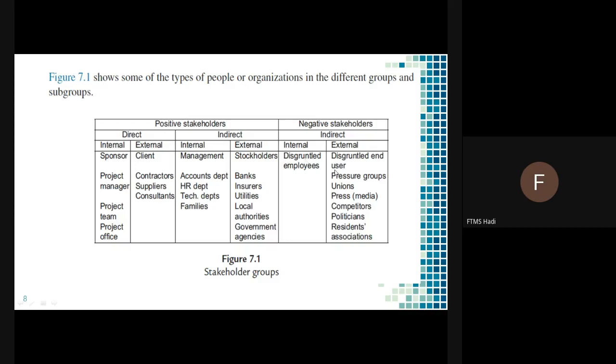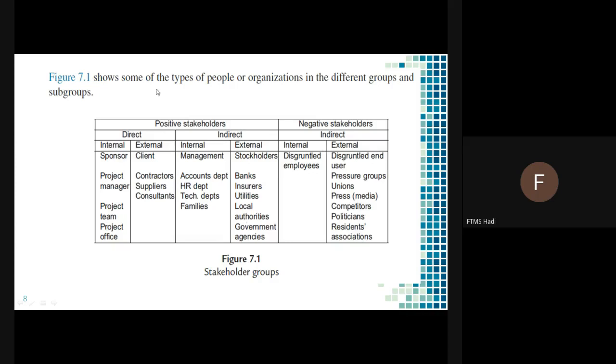Kalau negatif ni maknanya yang negatif lah, seperti disgruntled employees, maknanya employee yang tak berpuas hati. And then pressure group, pihak berkepentingan yang bukan pihak berkepentingan, maksudnya netizen lah contohnya. Union press, media, media pun salah satu juga, sometimes they can play a dirty approach. Competitors, of course, negative stakeholder, because competitors can do anything to slow down your progress. Politician also, politician kalau dia pertukaran kerajaan ke ataupun pertukar politik ke apa, dana tersangkut, susah juga. Resident Association, persatuan penduduk.